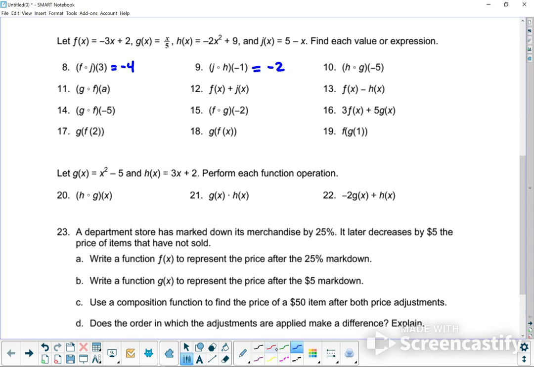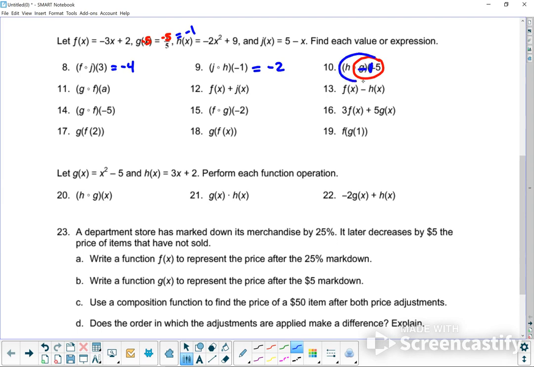Okay, this next one, with g of negative 5. So here's the function g. I'm going to put negative 5 in there. So this is going to be negative 5 divided by 5, which is negative 1. So g of negative 5 is negative 1.